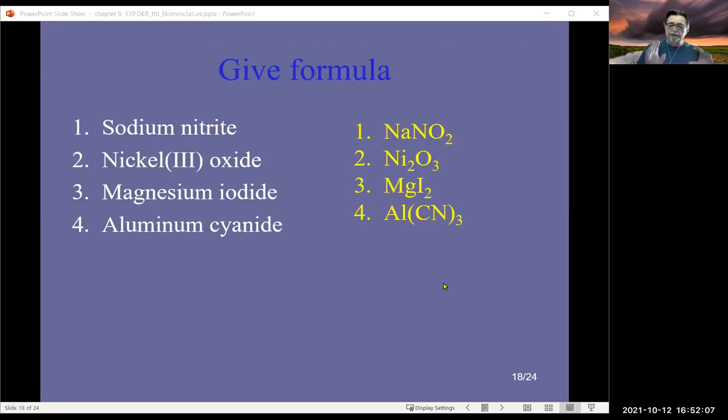All right, so that is for ionic compounds. Now the key thing to take away from here is, 1, no prefixes for ionic compounds. So this would not be called aluminum tricyanide, just aluminum cyanide. Magnesium iodide would not be magnesium diiodide, but just magnesium iodide. So no prefixes for ionic compounds.